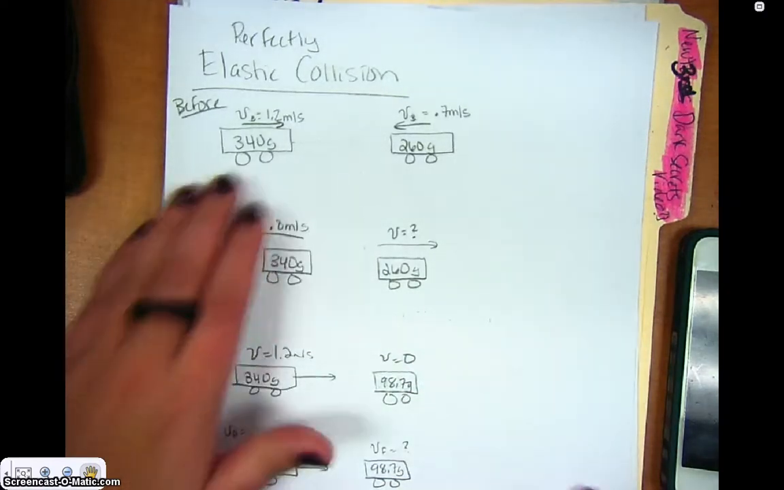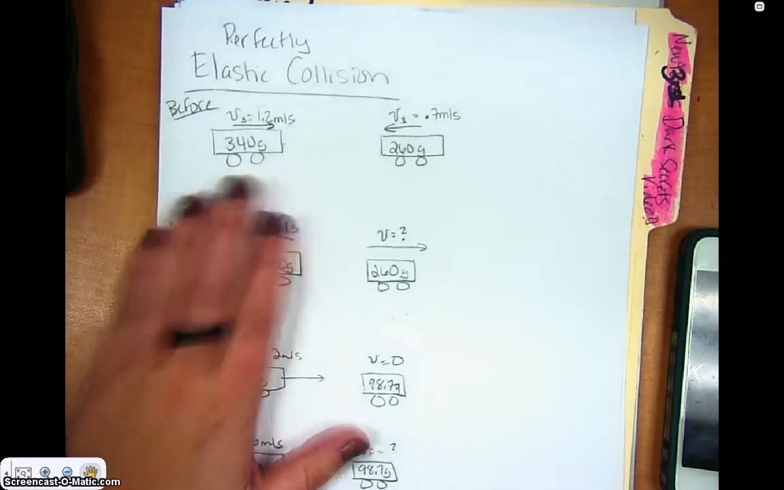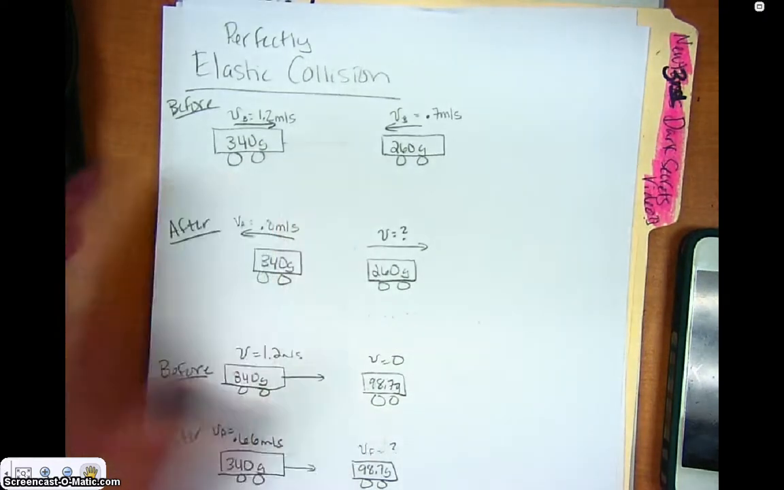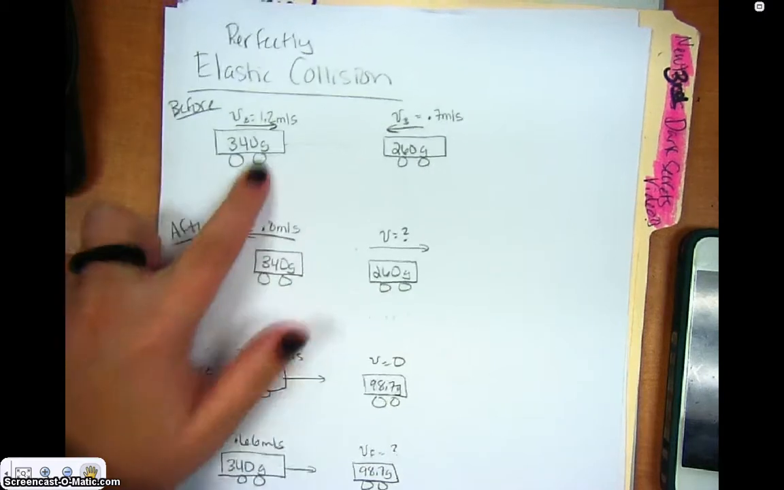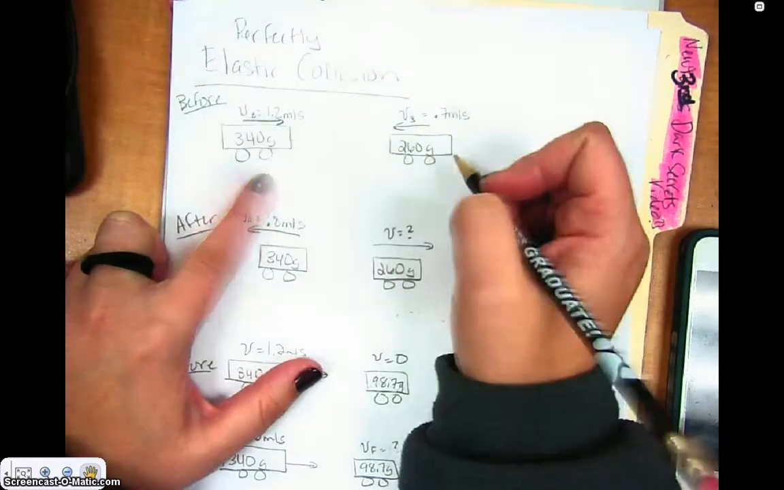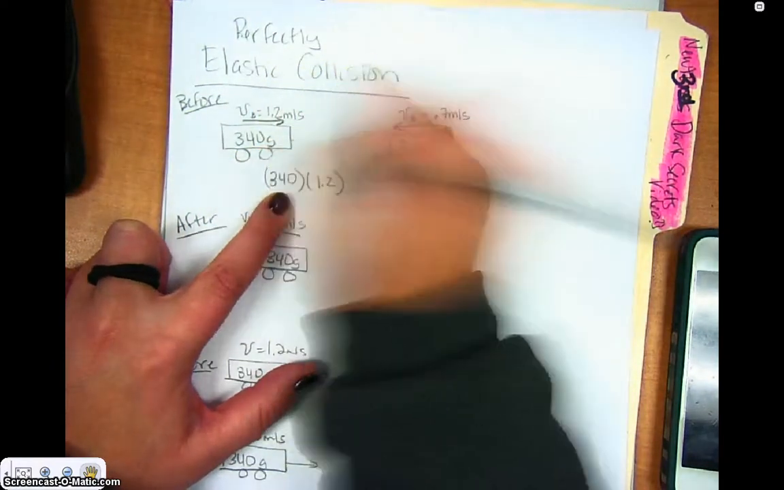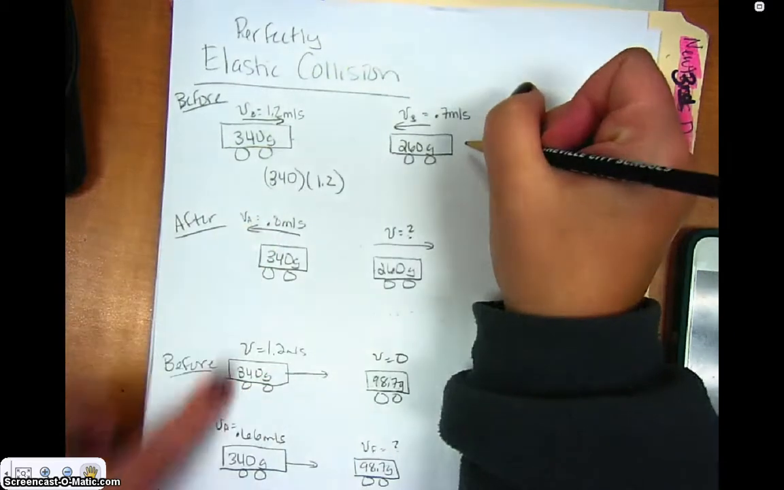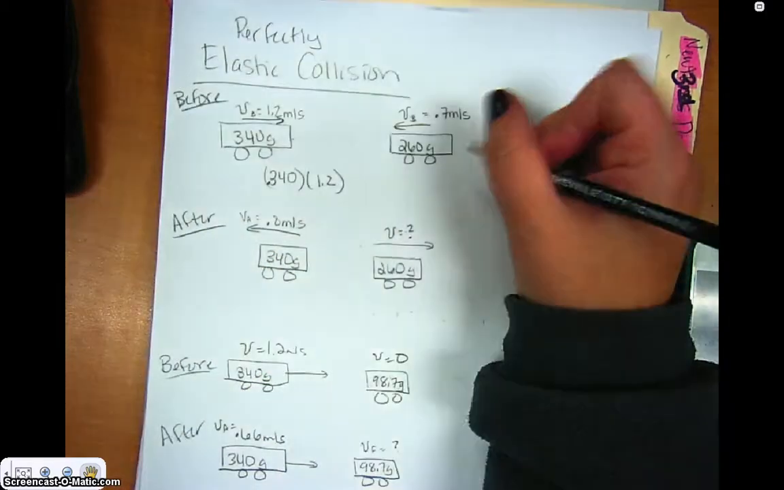So what I need to do is figure out the conservation of momentum equation. I just need to figure out the momentums at the beginning and set them equivalent to the momentums after the collision has happened. Remember that it is a vector, so I have to take into consideration the direction. So here I'm going to have 340 times 1.2. And I guess we can put it in kilograms. Let's do 0.34 times 1.2.